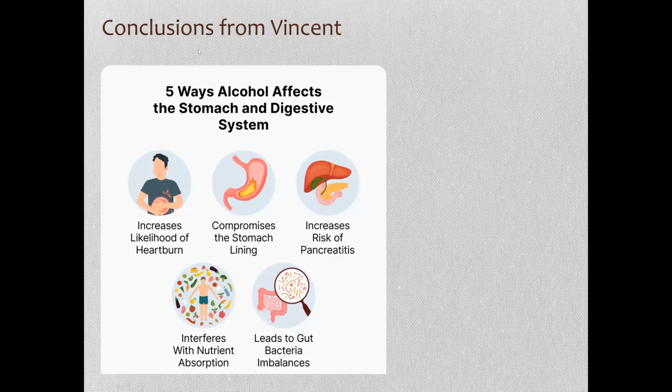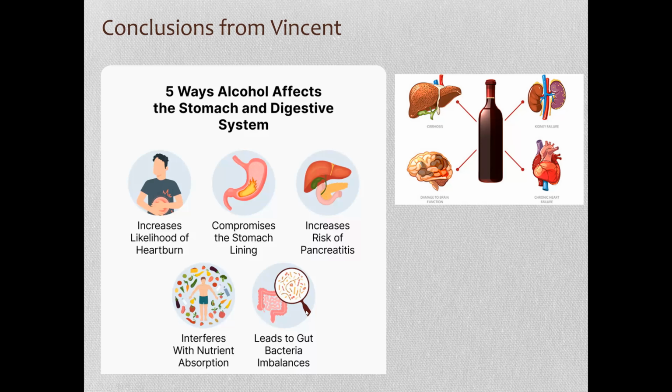So, conclusions from Vincent's case study. Hopefully by now you see that alcohol is not very good for your digestive system. It can increase the likelihood of heartburn, compromise your stomach lining, increase your risk of pancreatitis, interfere with your nutrient absorption, and, though we didn't even talk about this, it can also cause imbalances in your large intestine gut bacteria. And they didn't mention the cirrhosis, so I put another picture up here that shows the cirrhosis of the liver.